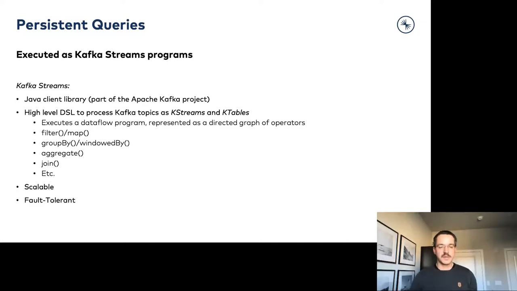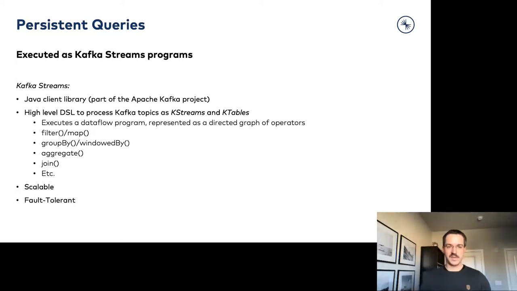Kafka Streams is a Java client library. It's part of the Apache Kafka project. And it allows you to write data flow programs over topics. And again, the topics here are represented as KStreams and KTables, and that corresponds to our stream and table abstraction we also use in ksqlDB.